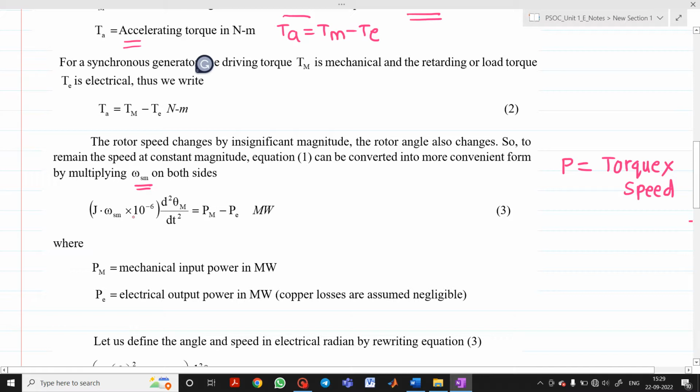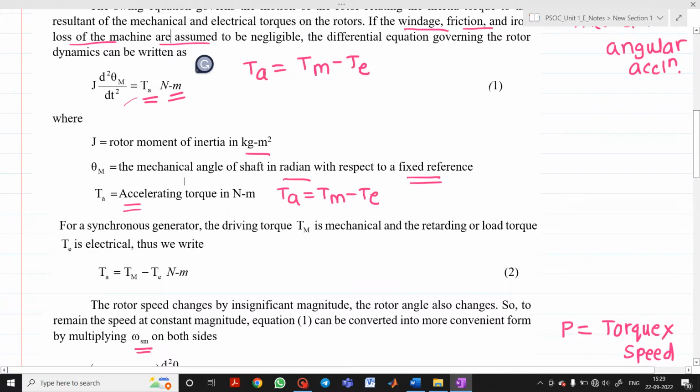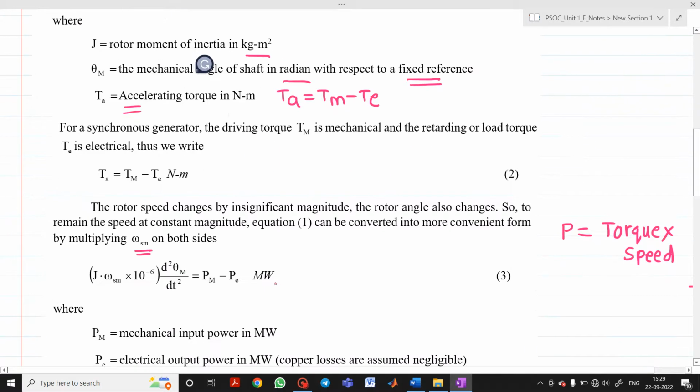So what we will get is J omega Sm into 10 raised to minus 6 d square theta m upon dt square equal to Pm minus Pe. Now why have we multiplied by 10 raised to minus 6? Because the unit of power is always in megawatt.